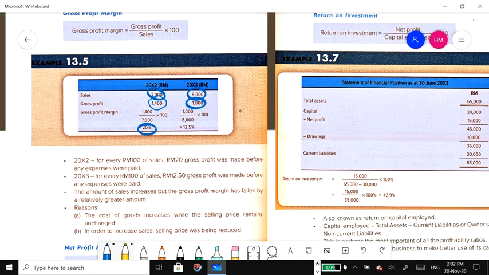So the amount of sales increases, but the gross profit margin has fallen by a relatively greater amount. Tengok ni, sales untuk 20X2 dengan 20X3, sales dia meningkat. Tapi dia punya gross profit margin menurun. So kenapa? Because the cost of goods increased while the selling price remained unchanged. And in order to increase sales, selling price was reduced. So sebab tu walaupun sales dia meningkat, tak bermaksud you punya performance of the business is good. That's why we need to calculate the gross profit margin.